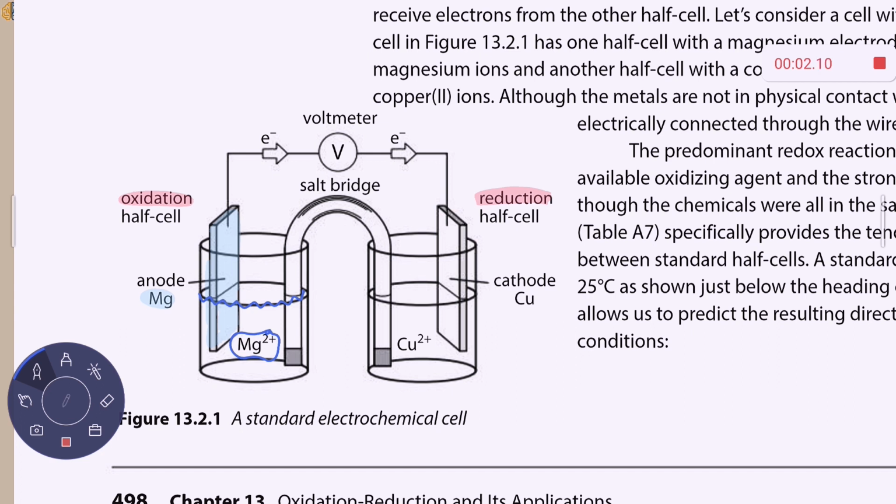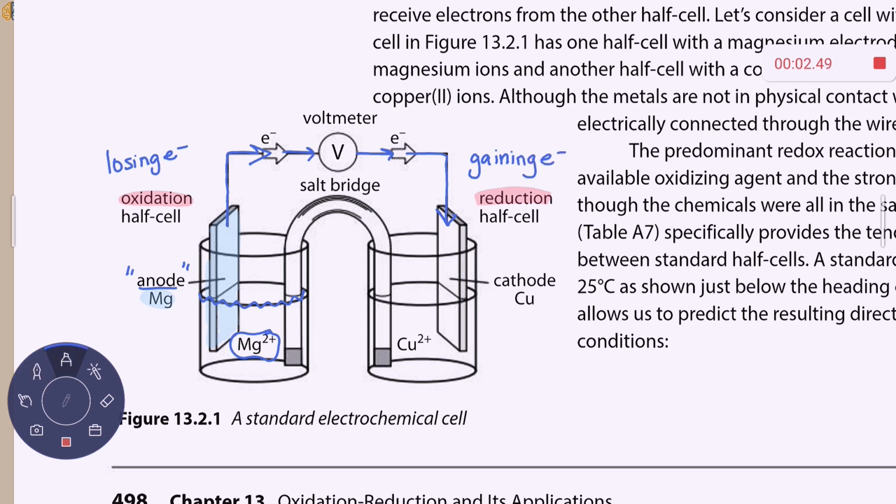And this is called the anode, okay? So the anode is where we are losing electrons, okay? So the electrons travel along this external wire. And here they're traveling from magnesium through this external wire over to the other half cell where reduction takes place. And where reduction takes place, this is where we are gaining electrons.